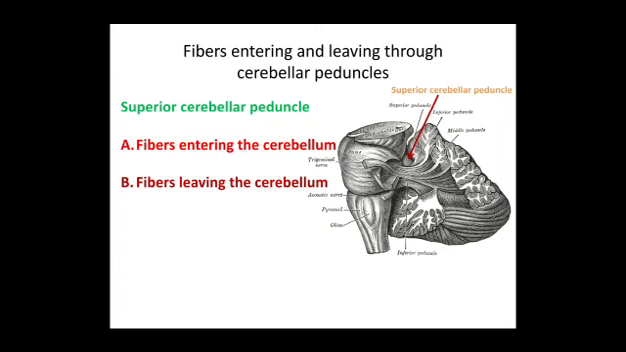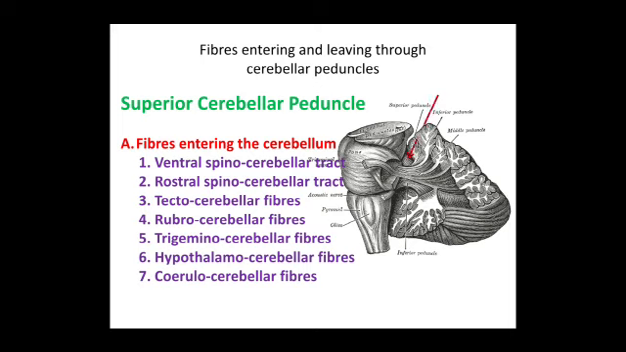The fibers entering and leaving the cerebellar peduncles are from the superior peduncle. We have the fibers entering the cerebellum and fibers leaving the cerebellum. Fibers entering the cerebellum are ventrospinocerebellar tract, rostral spinocerebellar tract, tectocerebellar fibers, rubrocerebellar fibers, trigeminocerebellar fibers, hypothalamocerebellar fibers, and choriocerebellar fibers.